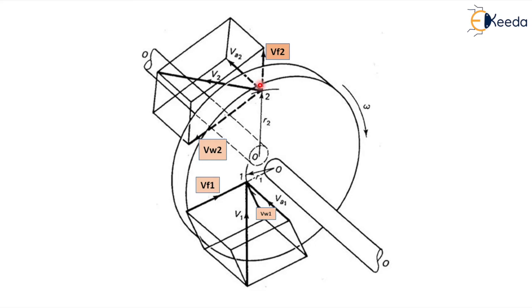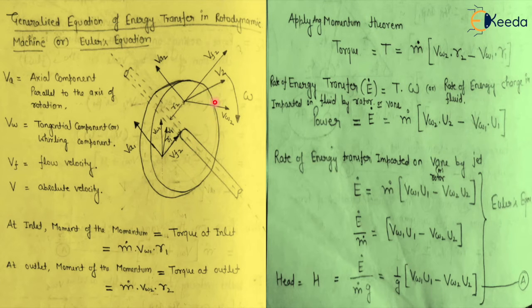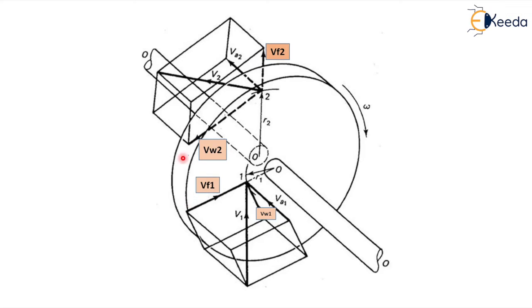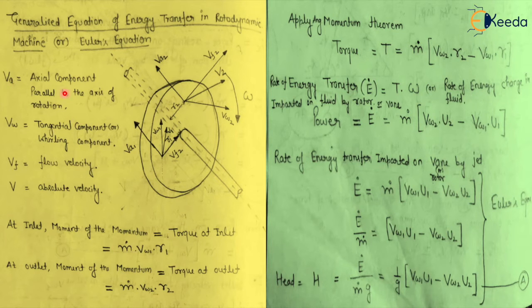Now with the help of this diagram, we will derive the Euler equation, or find the generalized equation for a rotodynamic machine. This is the diagram which I explained in my previous slide. VA is the axial component, and VA1 is at the inlet. VW is the tangential component or wheel component. So VW for the inlet is VW1 and for the outlet it is VW2.